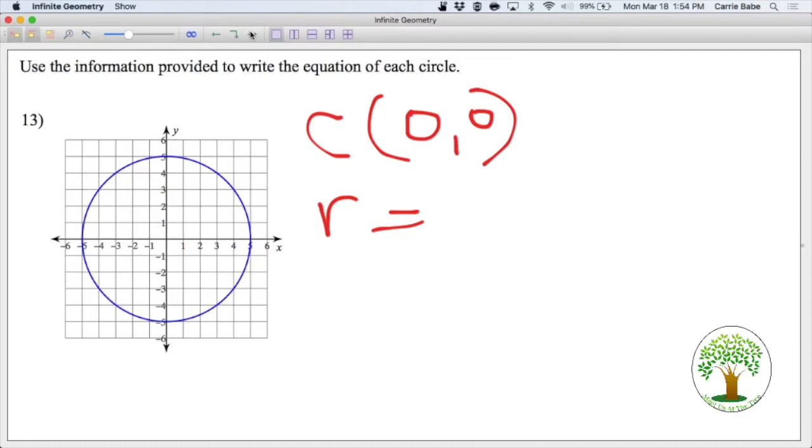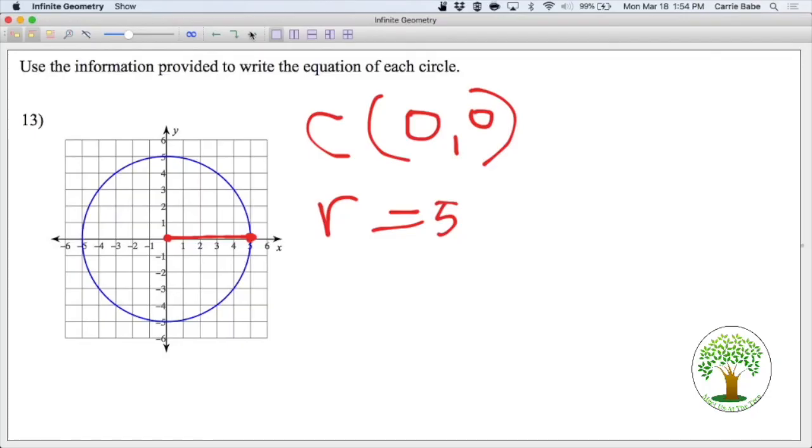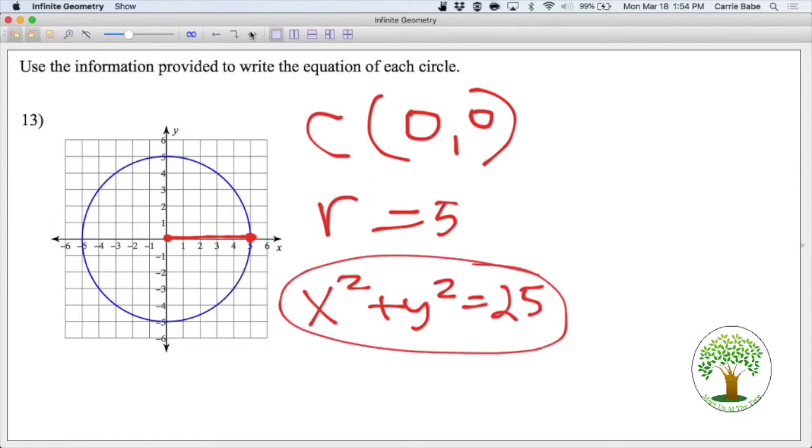I have to measure it. Here's the center, and the radius goes out to here. So how long is that? 5. So now that you know that, what's the equation? X squared plus y squared equals 5, or 25. 25. Yes. X squared plus y squared equals 25.